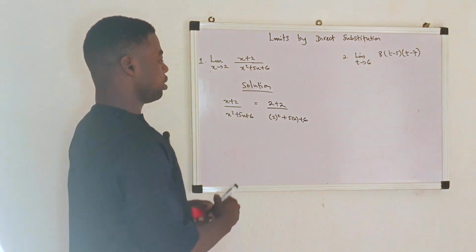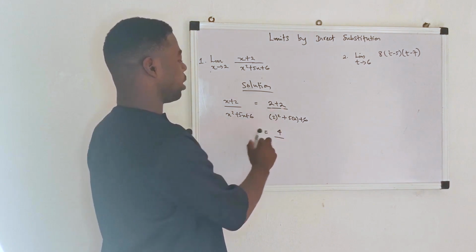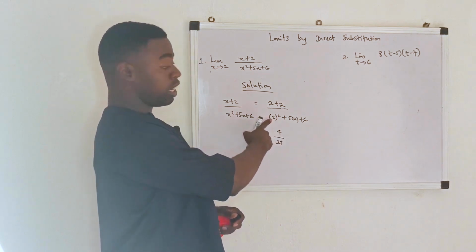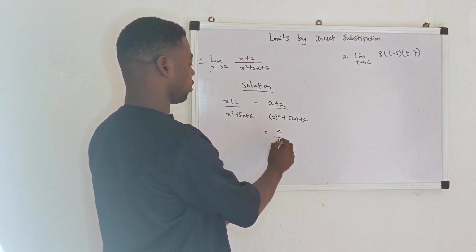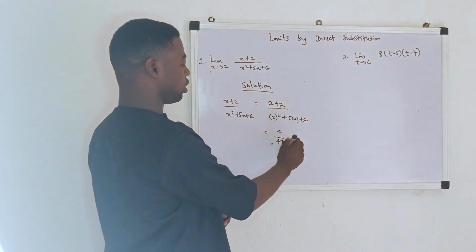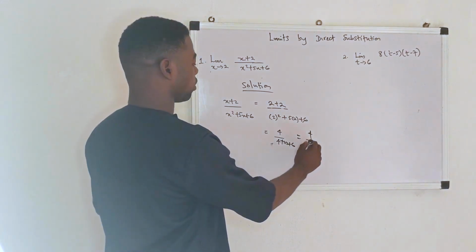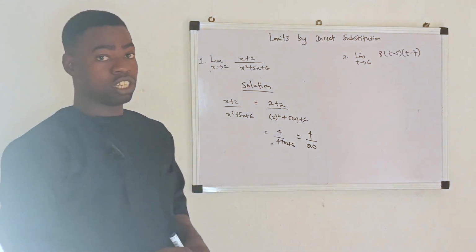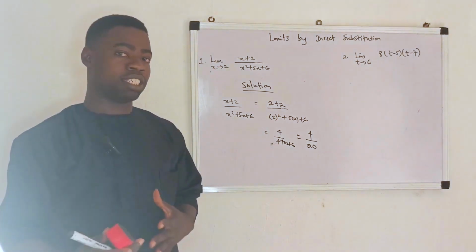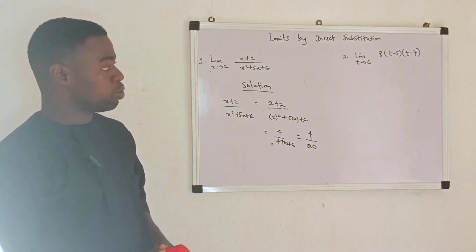And so we simplify. This will be equal to 2 plus 2, 4, divided by 2 squared, 2 squared is 4 rather, so we have 4 plus 5 times 2 is 10, plus 6, and then finally we have 4 divided by 20. Okay, so this is the answer to the question. So this is how you evaluate limits by direct substitution. How about what we have on the other side of the board? Let's see how we do that.